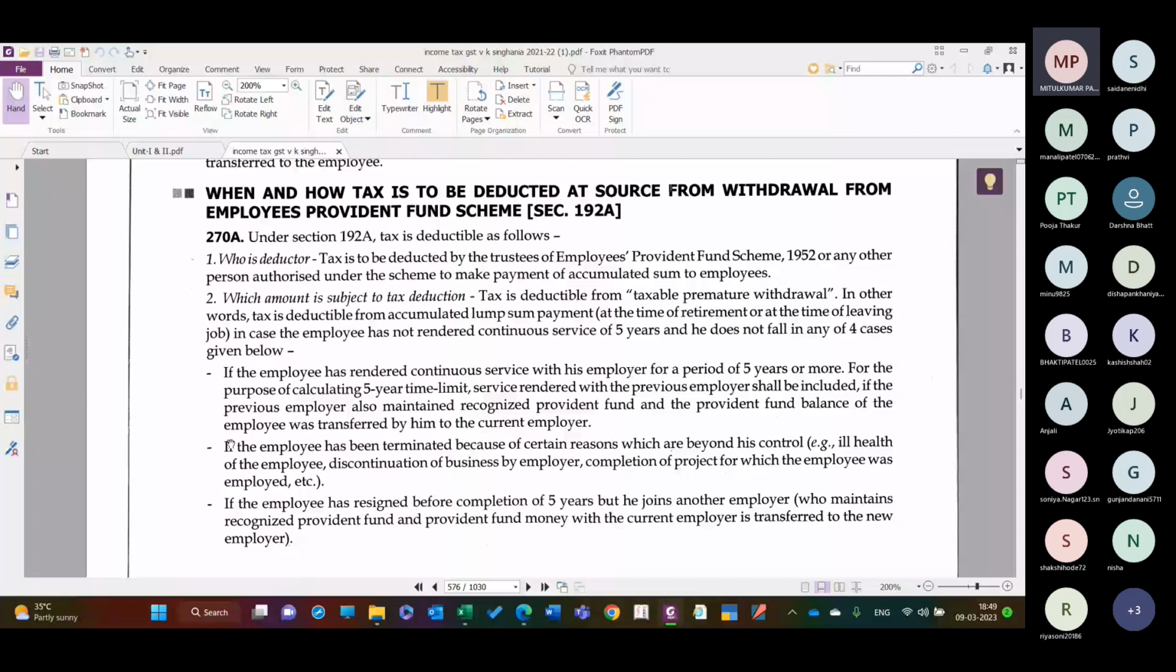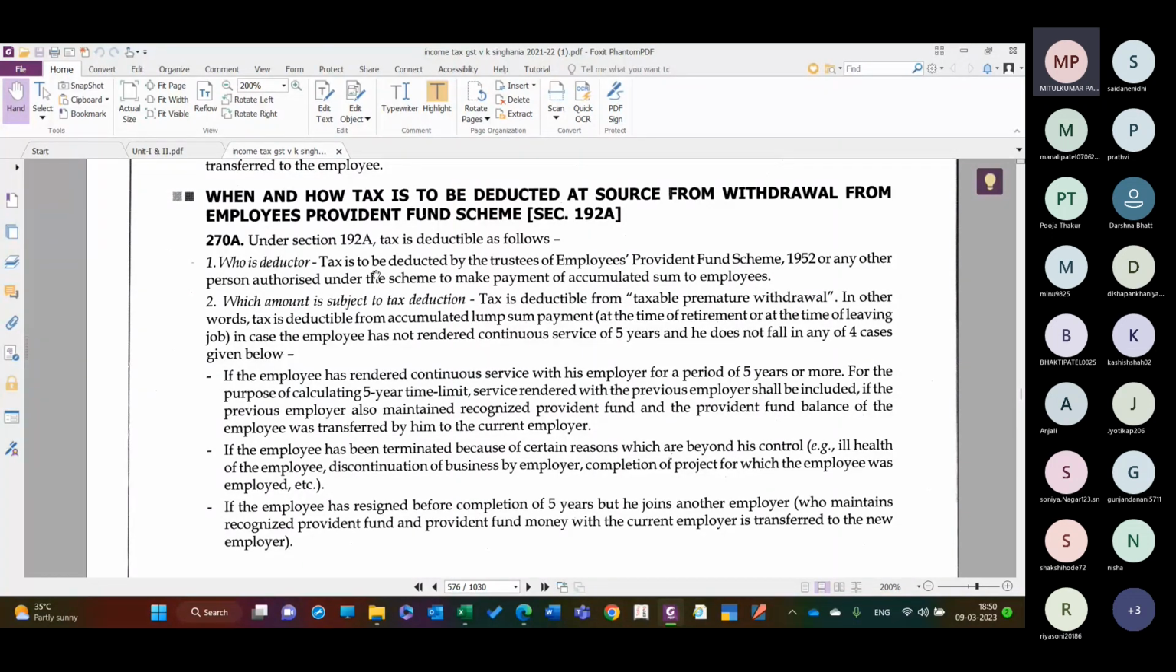Right? So under section 192A, the tax is deductible as follows. Who is the deductor? The tax is to be deducted by the trustees of the Employees Provident Fund Scheme 1952 or any other person authorized under the scheme to make the payment of an accumulated sum to the employee. Which amount is subject to tax deduction? The tax is deductible from the taxable premature withdrawal. So it is premature, so it is not mature, and it is taxable. Taxable premature withdrawal.